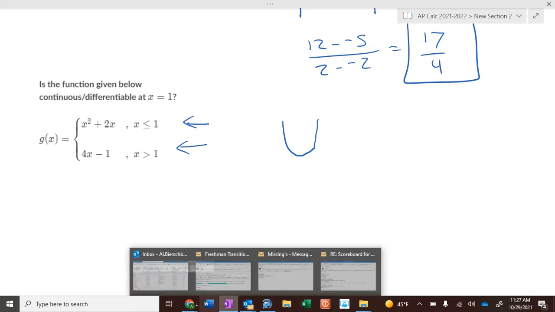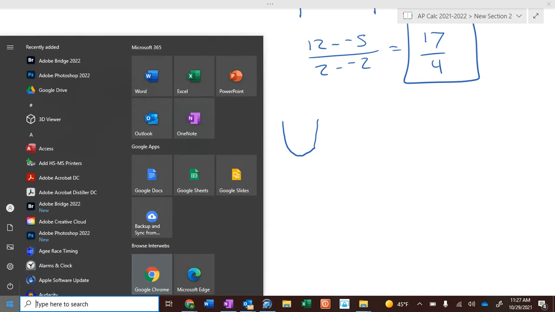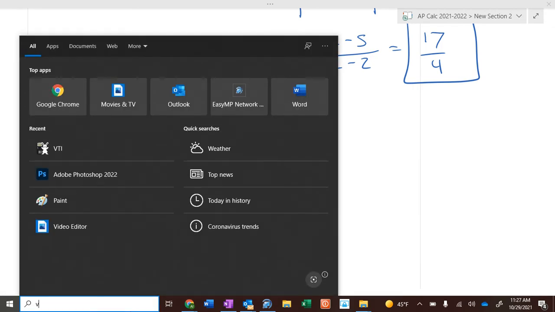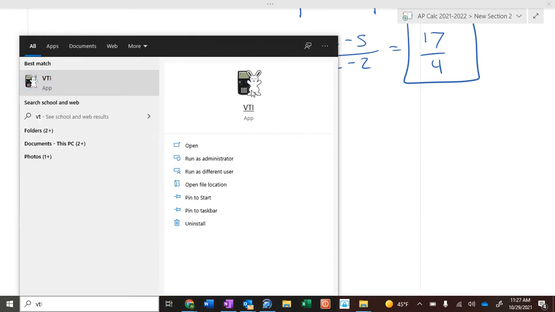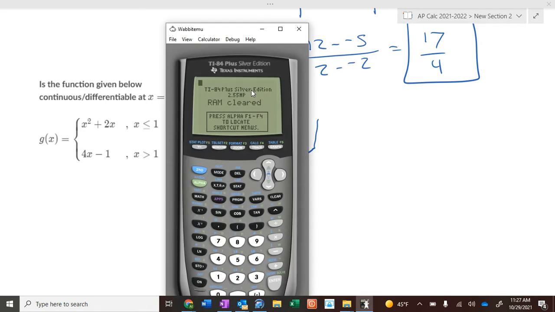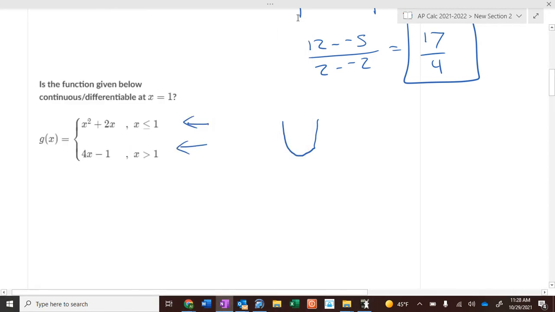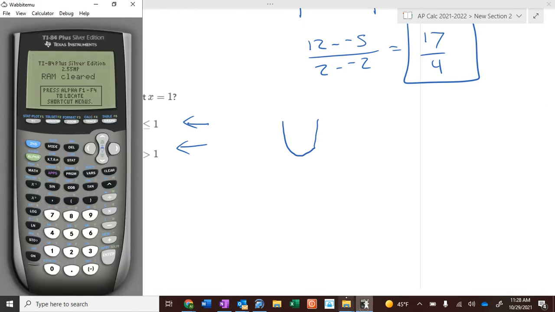So what you should do is grab your graphing calculator, like all of you do. X squared plus 2x.